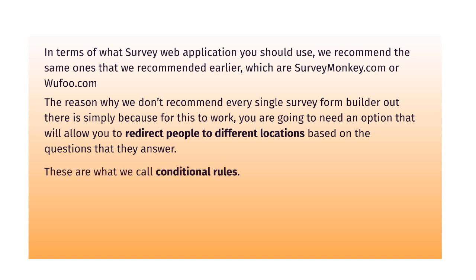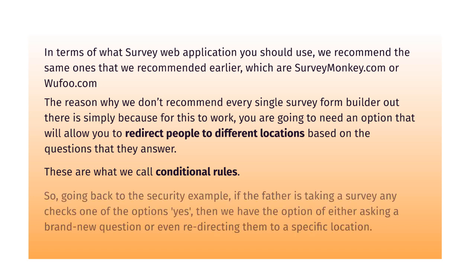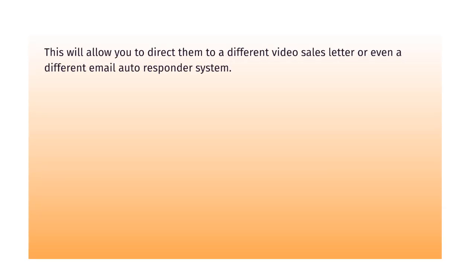Now, what these are called are conditional rules. If a person says, yes, I'm an elderly couple, then send them here. If they say that they are a father of a family, send them here. If then. So you need the conditional rules, and the form builder needs to be complex enough to offer those as options. So going back to the security example, if the father is taking the survey and checks that, yes, we want to redirect them to a specific location.